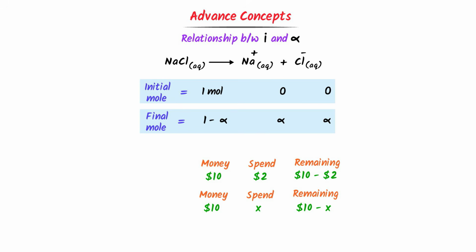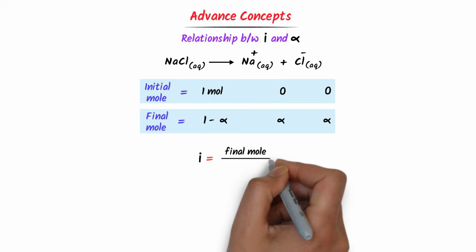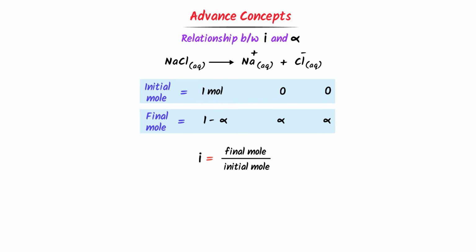Now what about its Van't Hoff factor? Well, we know that i is equal to final moles of a solute upon initial moles of a solute. The final moles of a solute is 1 minus alpha plus alpha plus alpha, upon the initial moles of a solute, which is 1 plus 0 plus 0. After calculation, I get 1 plus alpha. Thus the Van't Hoff factor of this reaction is 1 plus alpha. Using this equation, we can find the Van't Hoff factor of this reaction at any moment.